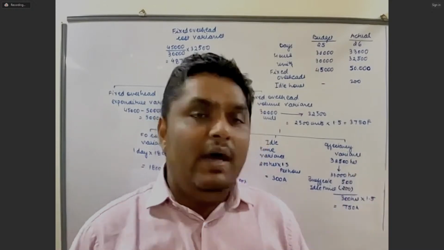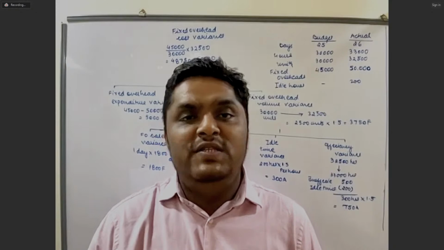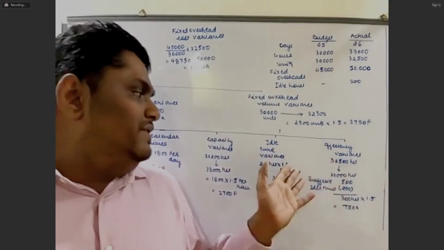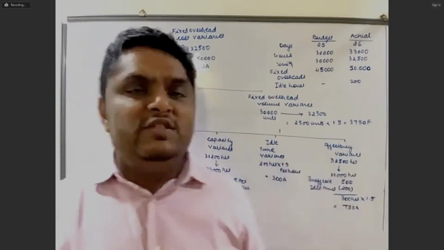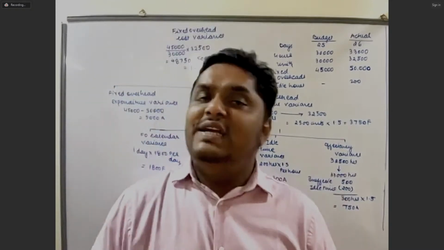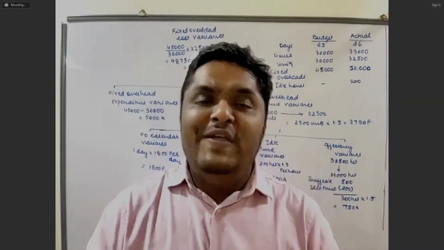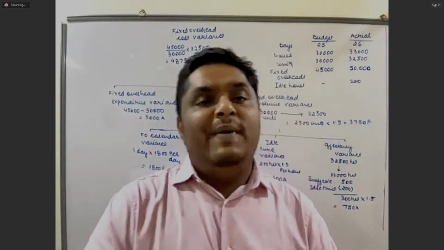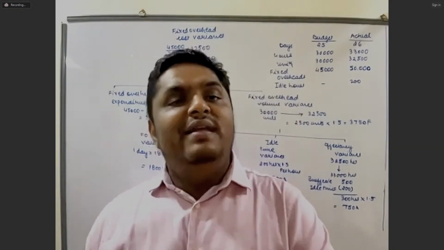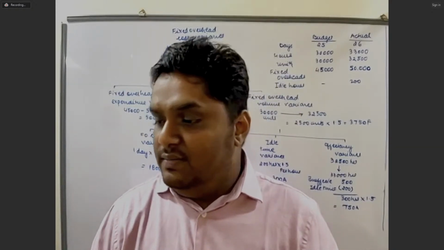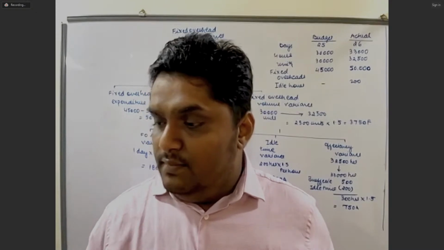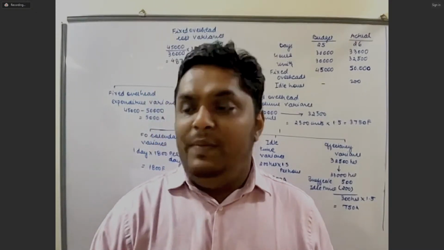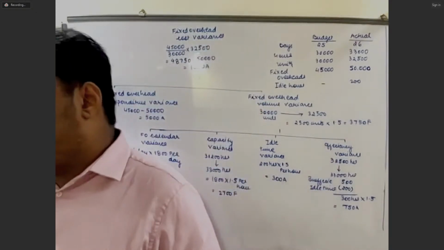If you guys have any doubts in idle time variance, you guys can please post your query. Further, I request you guys to please write the explanation. So herein there is a difference of 500 hours. Of this 500 hours, 200 is my idle time and 300 is my inefficiency. So giving you 2 minutes time to please copy the explanation.